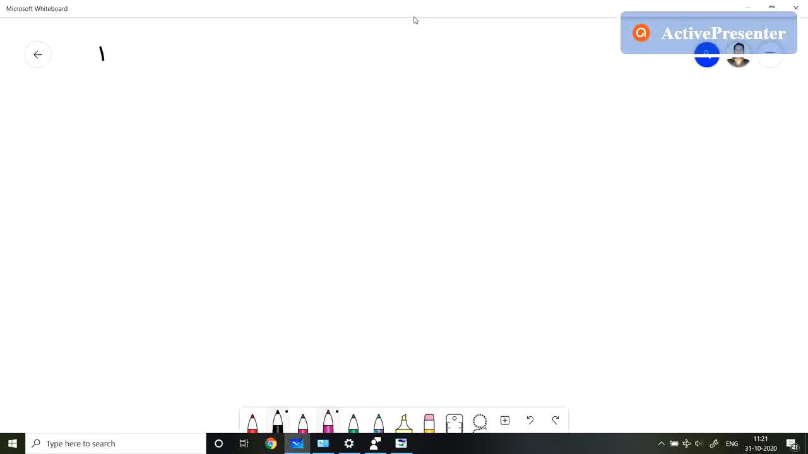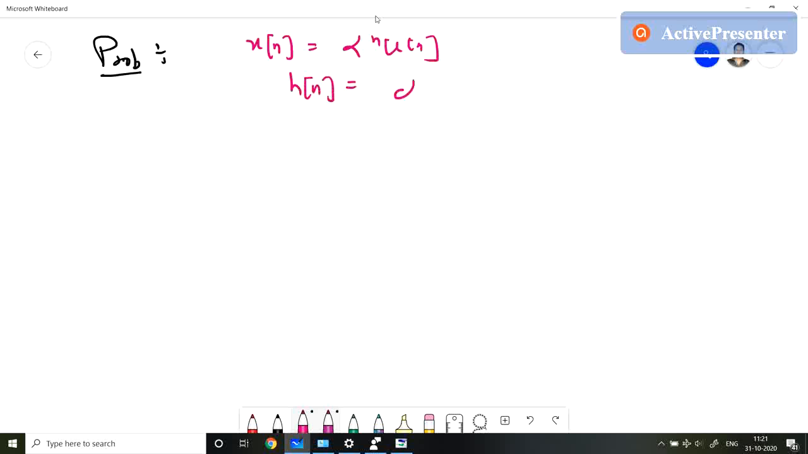Now let us discuss another problem. So the problem is again, we have the input given. The input is equal to alpha raised to the power n u[n], and the impulse response is also given. The impulse response is alpha raised to the power minus n u[minus n], and the value of alpha is between 0 and 1. So find out y[n]. Our question is to find out the value of y[n].